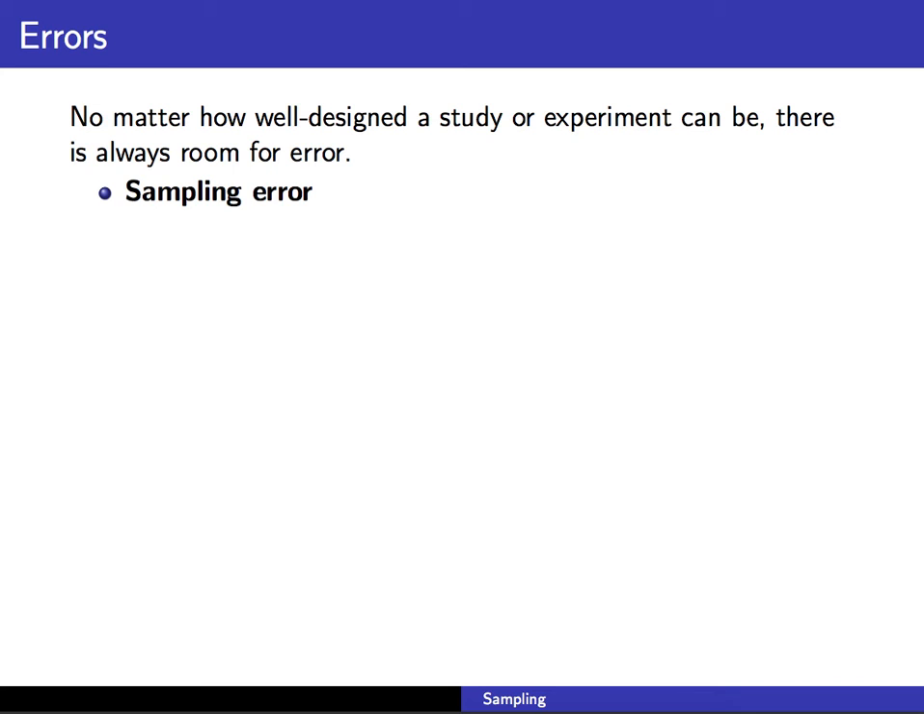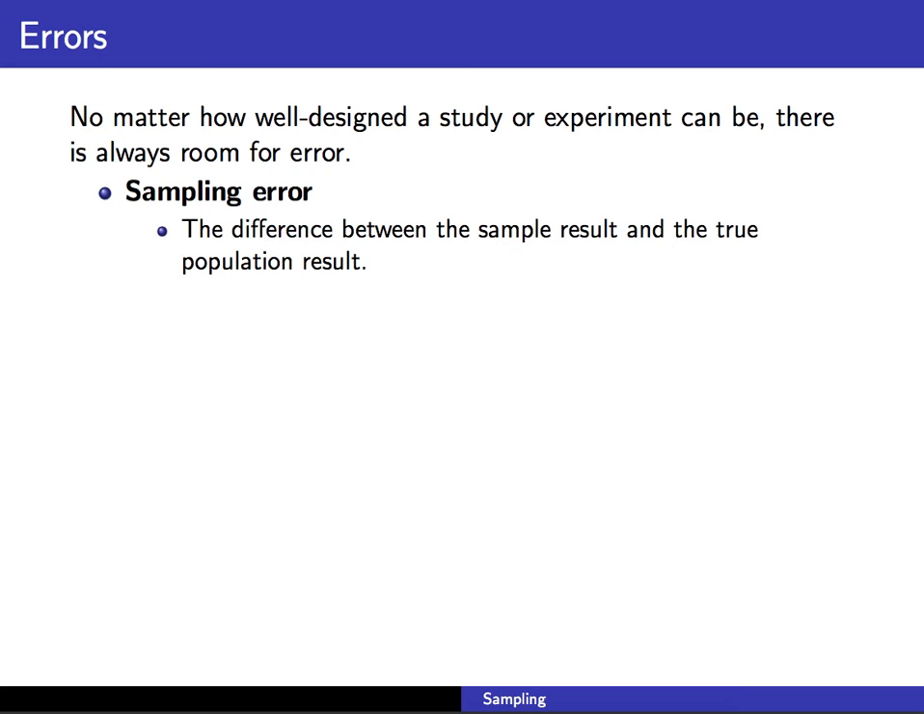Our first type of error that we're going to discuss is called sampling error, and that's the difference between the results you get for the sample versus the true results of the population. Remember, we take samples to get information about a population, especially when it's difficult to obtain information about the entire population. The difference between our sample results and the actual true results of the population is referred to as our sampling error.